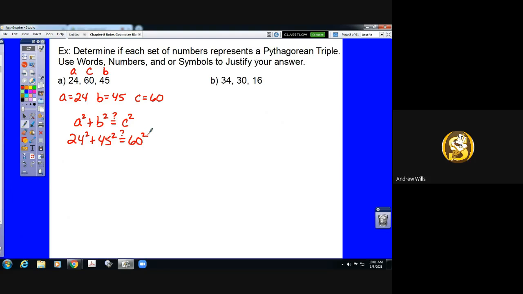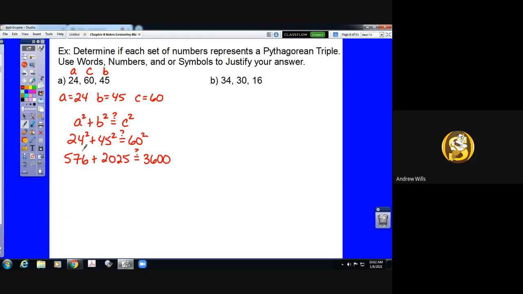Now this is an example of why everyone has been assigned a calculator, because no math teacher, no matter how mean they are, would expect you to know 45 squared without a calculator. Okay, now most of us would expect 24 squared to be a value that you have memorized eventually, but 24 times 24 is 576. 45 times 45 is 2025, and 60 squared is 3,600.